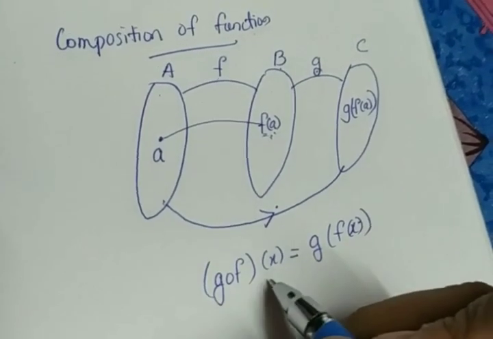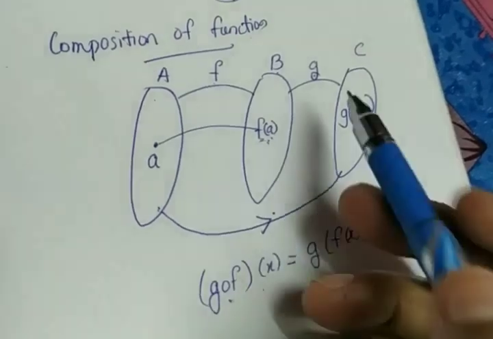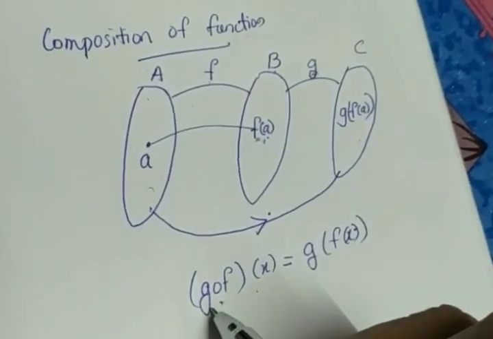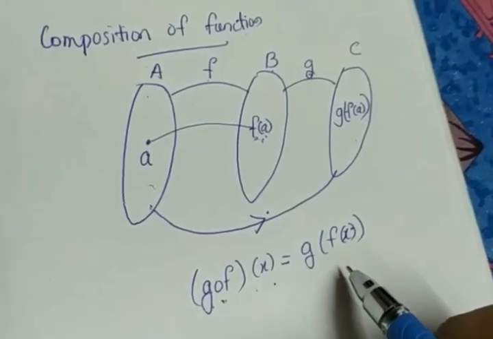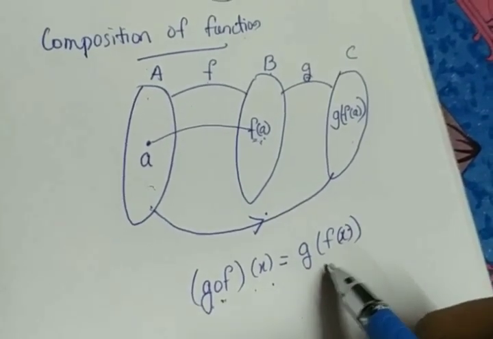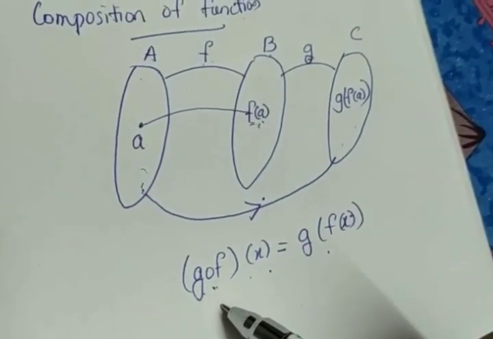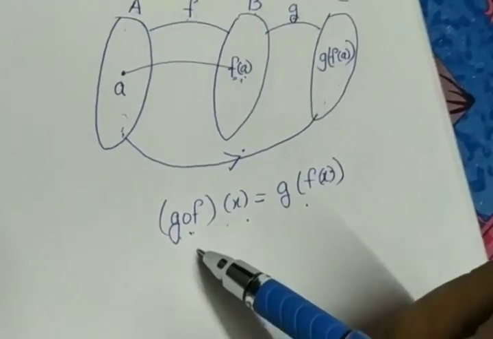Okay, g composite f is a function from A to C and is defined as g composite f of x is equal to g of f of x.